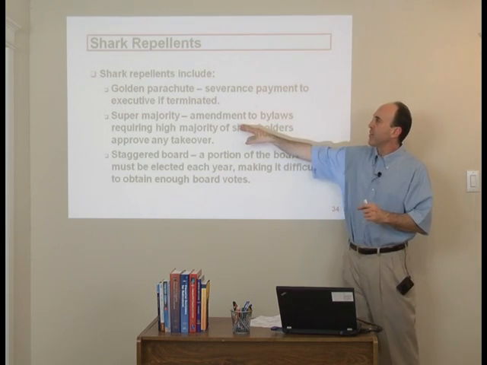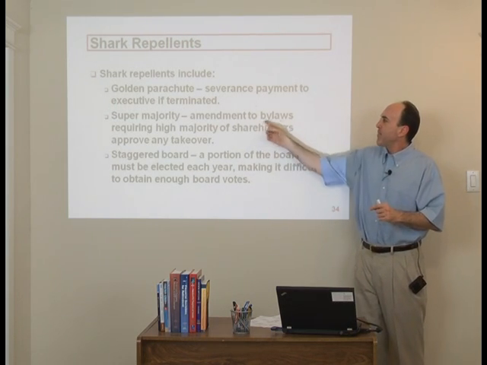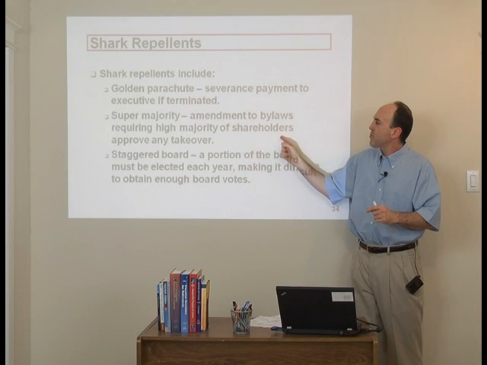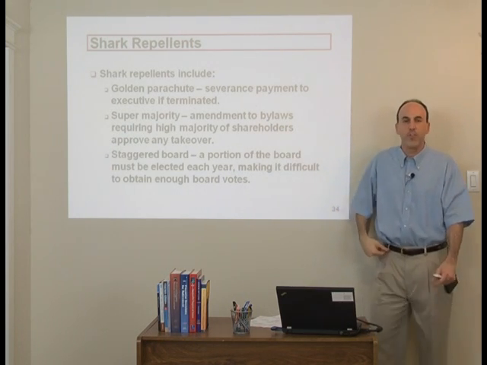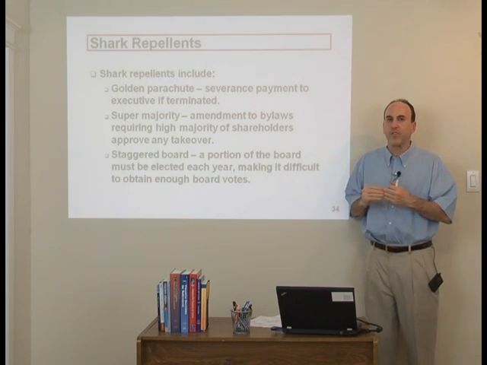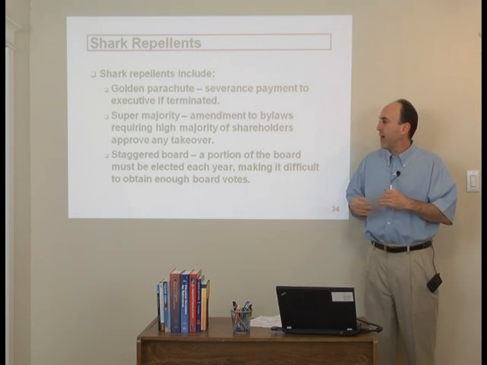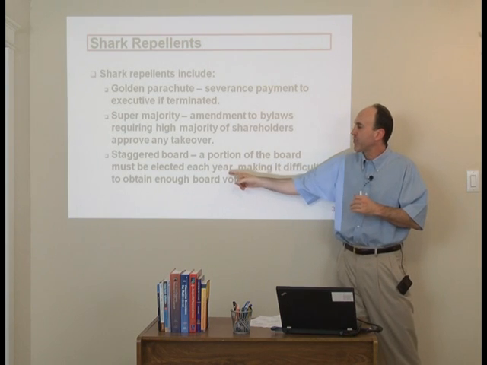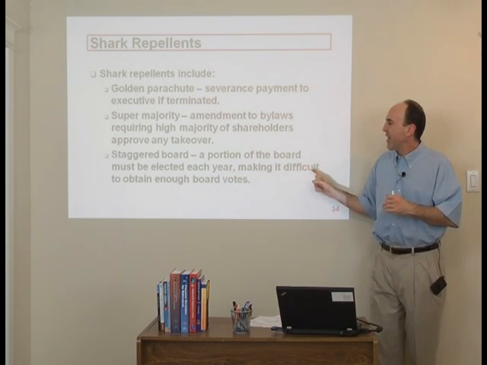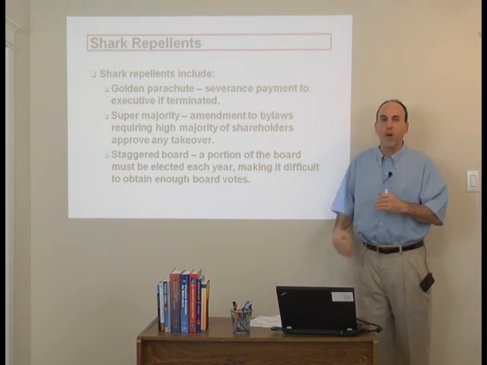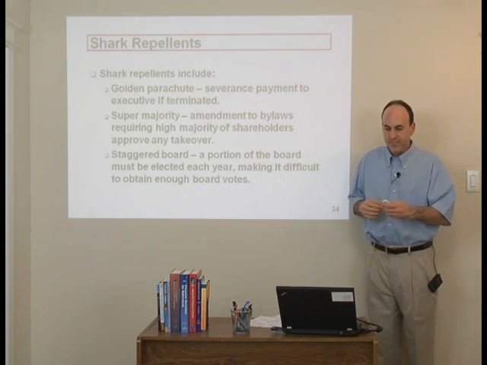A supermajority is another shark repellent. That's an amendment to the bylaws requiring a high majority of shareholders to approve any takeover. Easy enough, makes it more difficult for someone to come in and take us over. A staggered board is another shark repellent. That's where a portion of the board of directors must be elected each year, making it difficult to obtain enough board votes to approve a takeover.